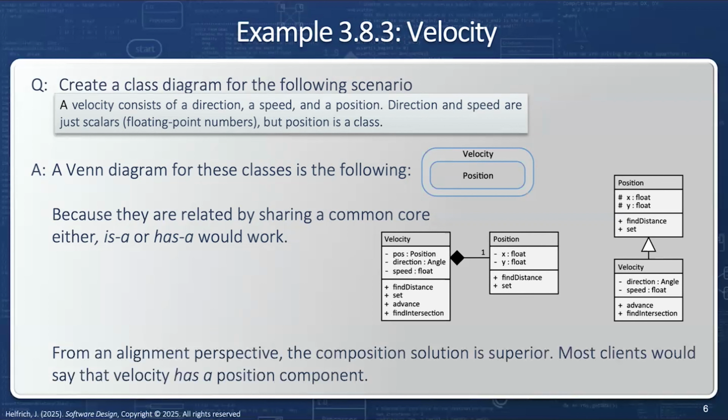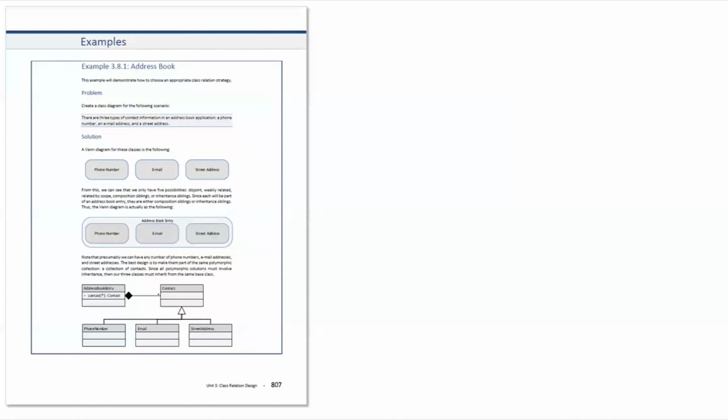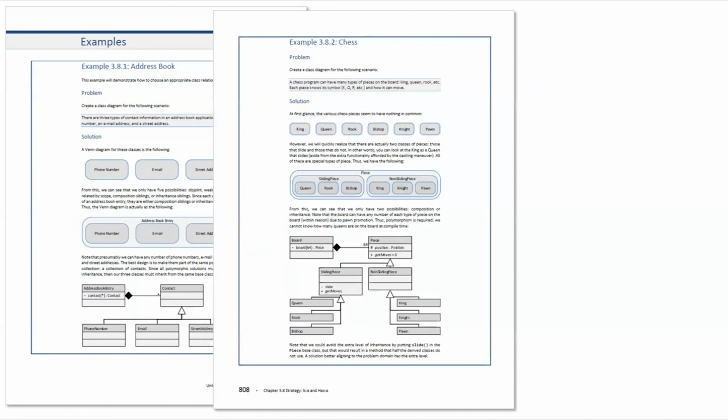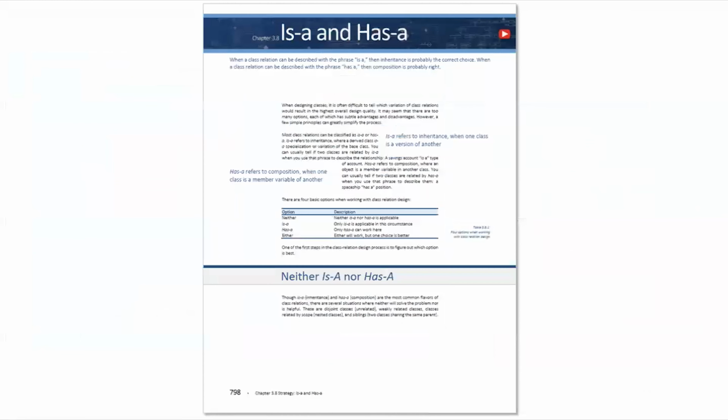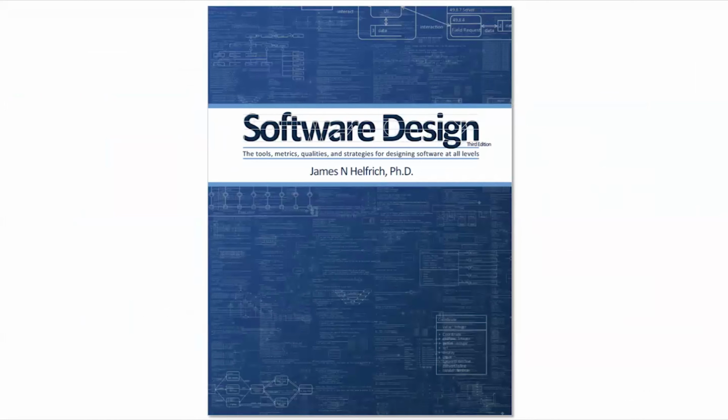Well, from an alignment perspective, in other words, when I talk to the subject matter expert, they're going to probably say that a velocity has a position rather than a velocity is a special type of position. Therefore, for alignment reasons, I'm going to suggest composition over inheritance. This is example 3.8.1, .2, and .3 in the ISA and HASA chapter of the Software Design textbook.